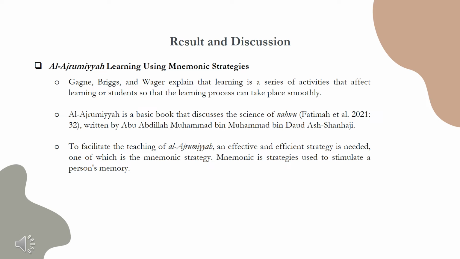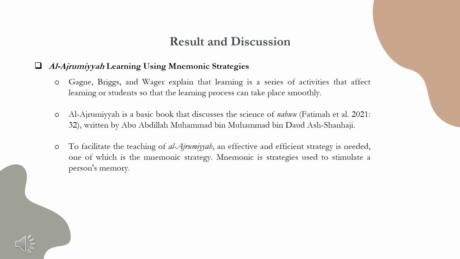And then the result and discussion in this paper is firstly, Al-Ajrumiyah learning using mnemonic strategies. Gagne, Briggs, and Wager explain that learning is a series of events that affect learners so that the learning process can take place smoothly.